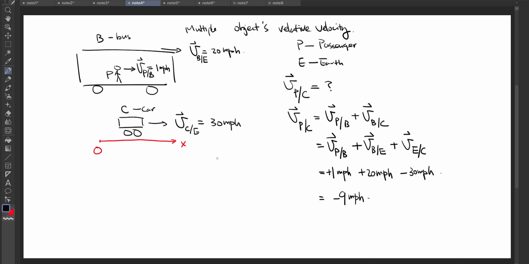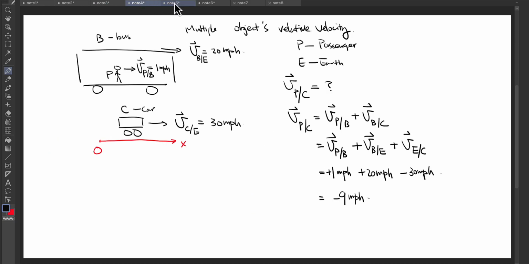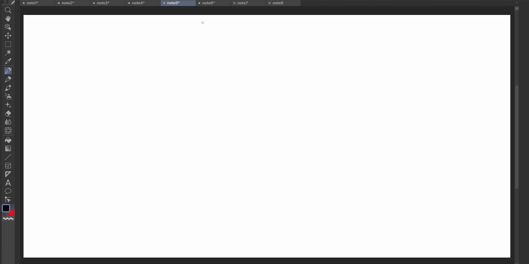And we're not limited to one-dimensional systems. The examples you see here, and also this example, are both one-dimensional. But we can also do higher dimensional. Let's look at one example here, a two-dimensional relative velocity.